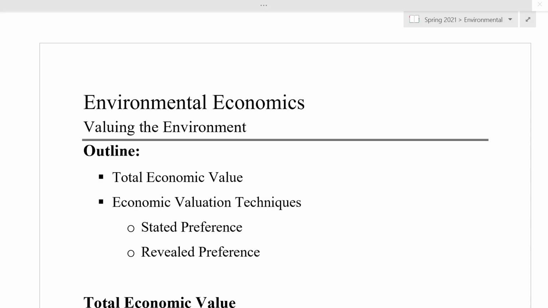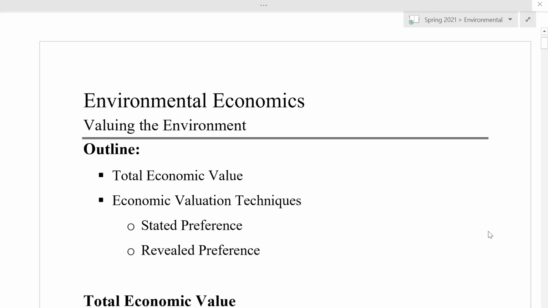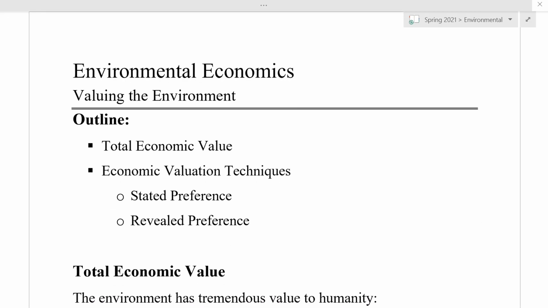And so environmental economists have developed some techniques to work on this, and that's what we're going to be looking at in this set of videos. First, we're going to discuss the different aspects of value, what provides value, and how we can think about value, and then we'll look at some valuation techniques. We'll look at a few in addition to the stated preference and revealed preference techniques, but these are the more common ones, and especially revealed preference is very common within environmental economics.